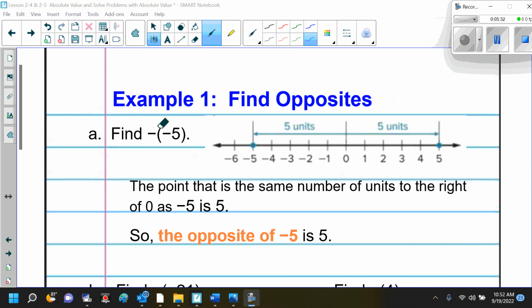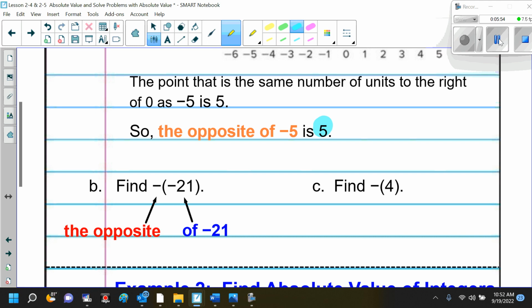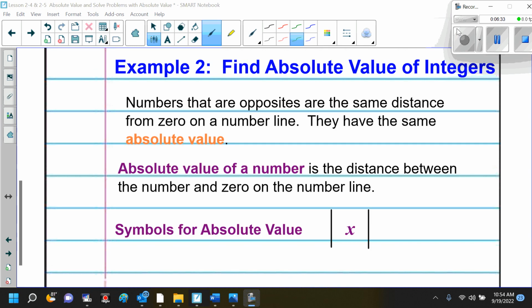So here we want to find the negative of negative 5. Again, this means the opposite of negative 5. And the opposite of negative 5 is positive 5. Is everybody clear with that? All right, so write down those examples. For letter B, we want to find the negative of negative 21. So this means the opposite of negative 21, which of course is positive 21. Okay? For letter C, we want the opposite of positive 4, which is going to be negative 4. Very good. So for example 2, we want to find the absolute value of integers.